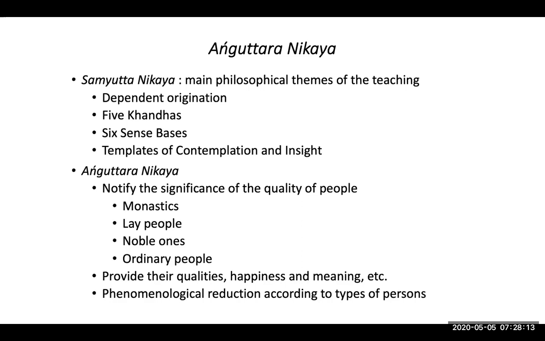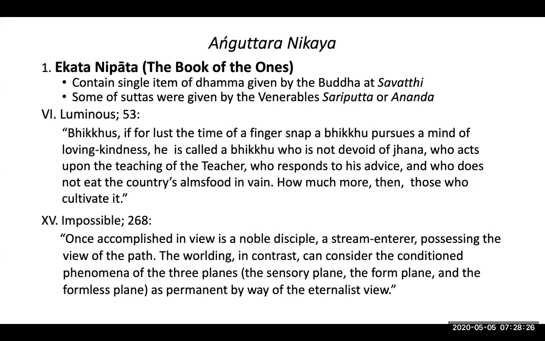From now on, we will read some sutras from each Nipata and figure out the significance for Buddhist psychology and ethics. The Book of the Ones, Ekaka Nipata, contains a single item of Dhamma, and most sutras were given by the Buddha. But some of the sutras were given by the Venerable Sariputta or Venerable Ananda.